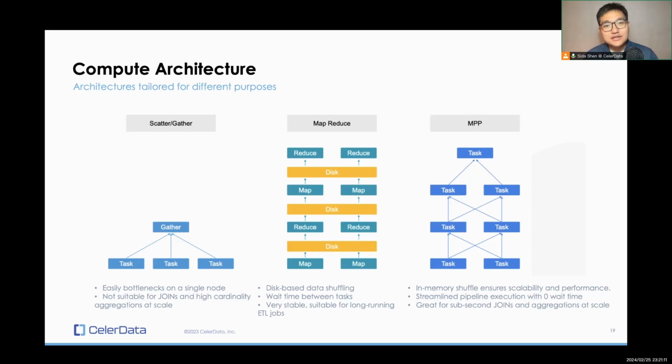And the last is the MPP architecture. It also supports data shuffling, but in-memory data shuffling. So it ensures scalability. Because it's in memory, the whole query execution can be run completely in memory, so it guarantees performance as well. It's great for sub-second joins and aggregations at scale. This is the architecture that StarRocks incorporates for sub-second joins and aggregations at scale.